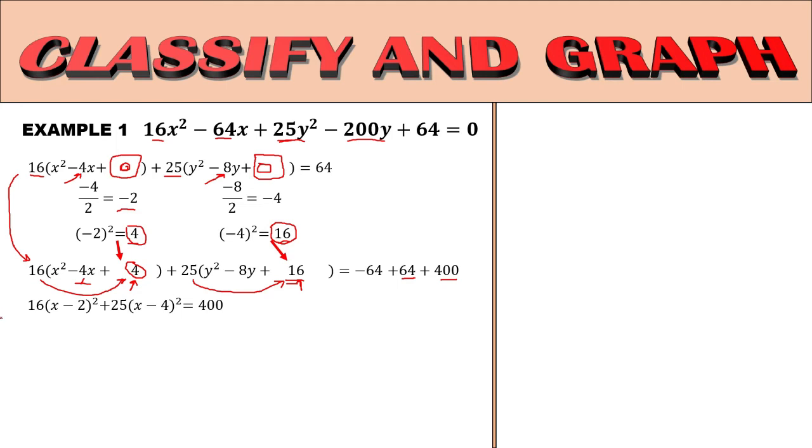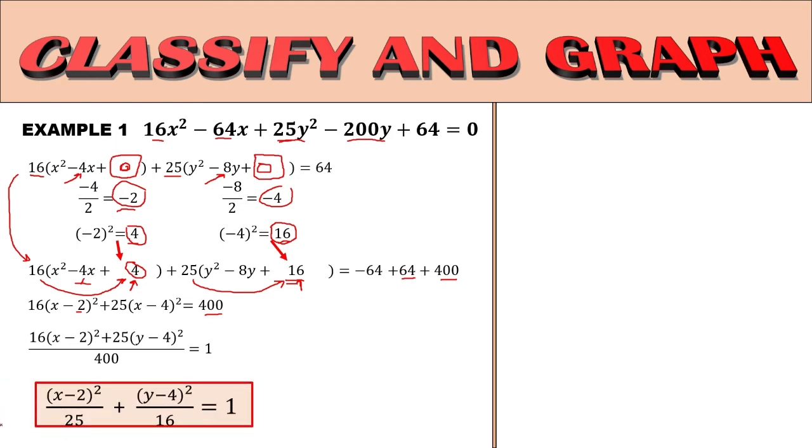Then I have 16. What number am I going to write here to complete the square? This number, -2. Now it's (x - 2) squared plus (y - what number am I going to write here?) This one, -4, is equal to 400. And now I'm going to divide my whole equation by 400. When you simplify 16 and 400, it's 25. And when you divide 25 and 400, you simplify, it's 16.